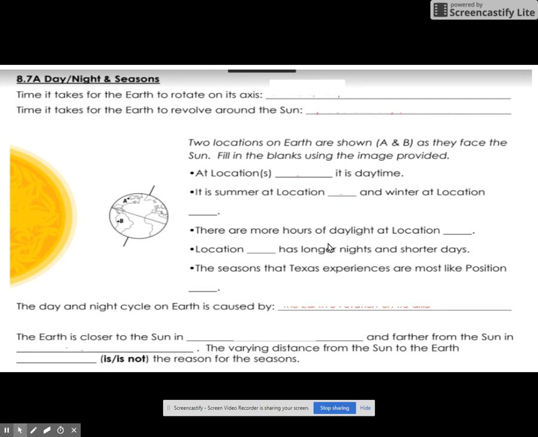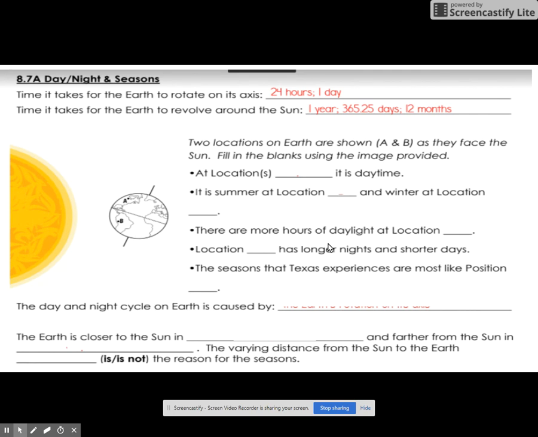The time it takes for the Earth to rotate on its axis is 24 hours or 1 day. The time it takes for the Earth to revolve, which is to spin around the sun, is 1 year, which is 365 days, or 12 months. Whatever you consider, each one of these answers is fine.